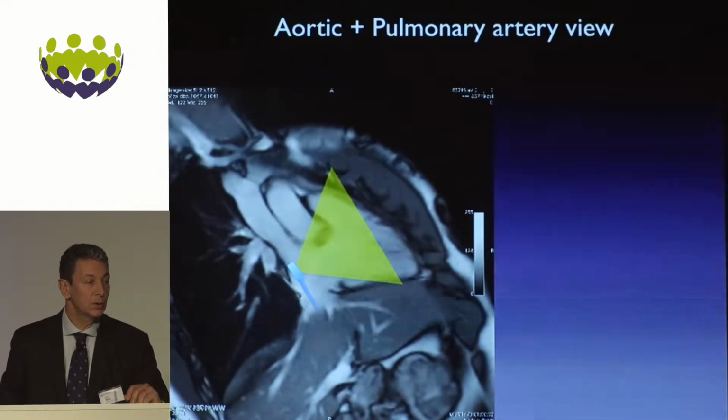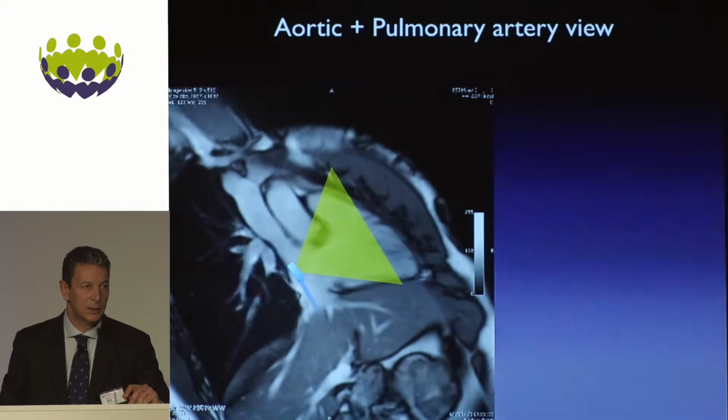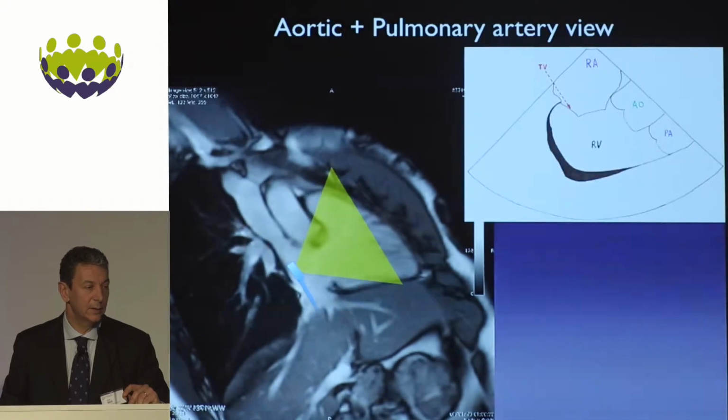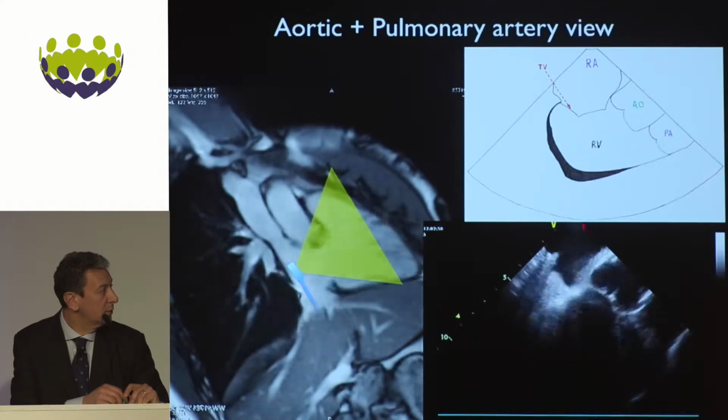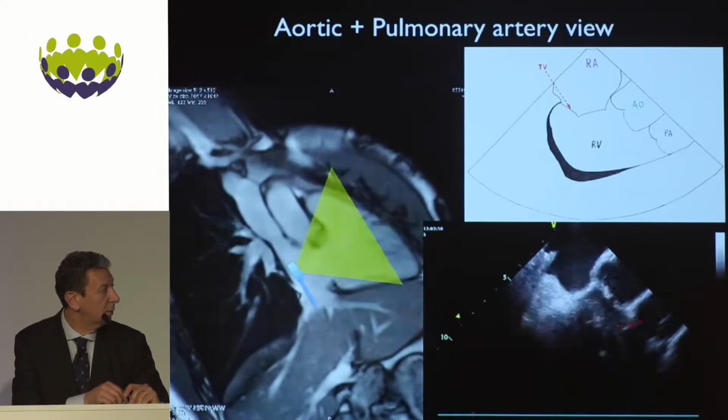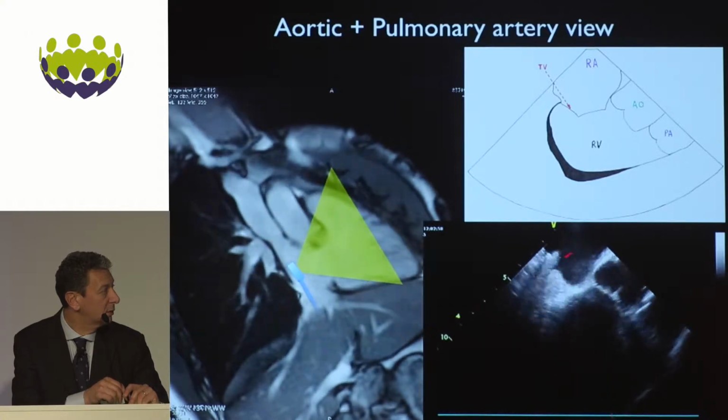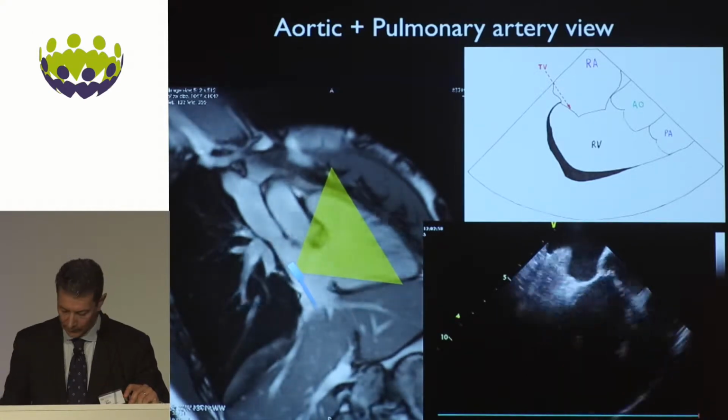From this position, if you turn gently clockwise, you have this view. You are in front of the aortic valve and the pulmonary vessel, and this is the ICE view from this position. You can recognize the aortic root, the pulmonary artery, the right ventricle, and the right atrium.